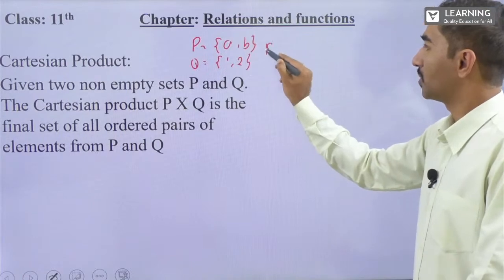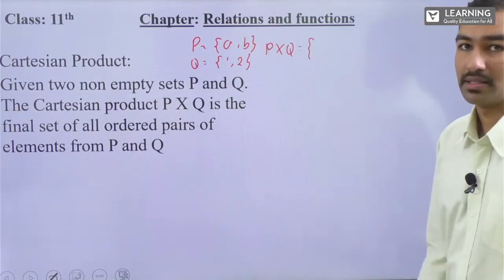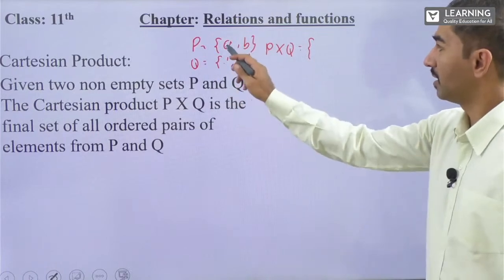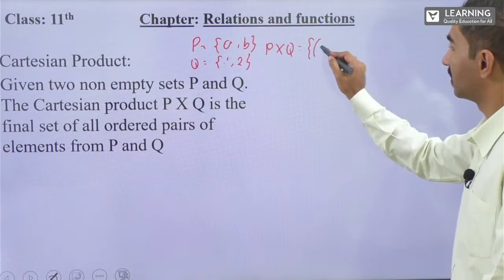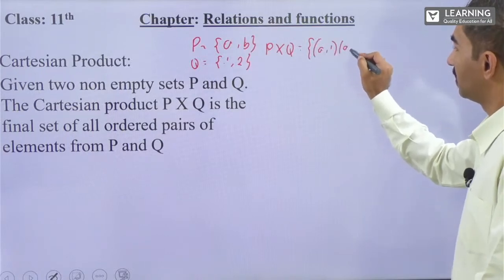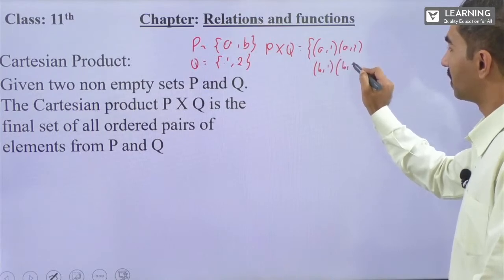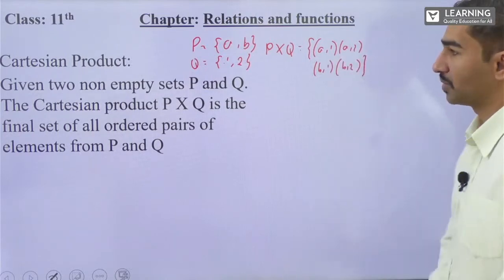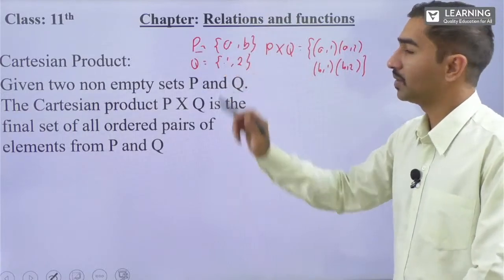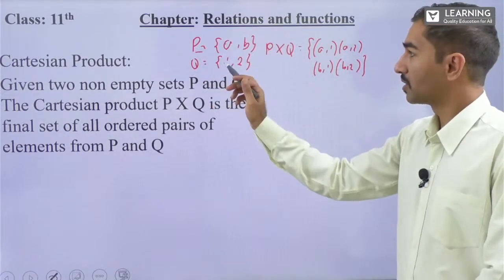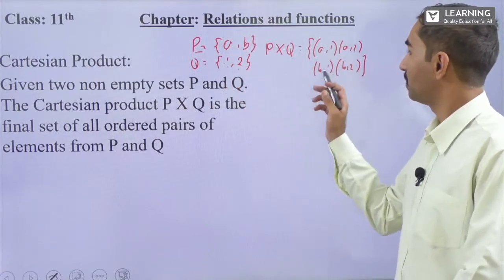Now P cross Q can be written as a set of ordered pairs, which means (a,1), (a,2), (b,1), (b,2). That is a Cartesian product: a comma 1, a comma 2, b comma 1, and b comma 2. The non-empty set P has two elements, and the non-empty set Q also has two elements. So the set of ordered pairs is (a,1), (a,2), (b,1), (b,2).